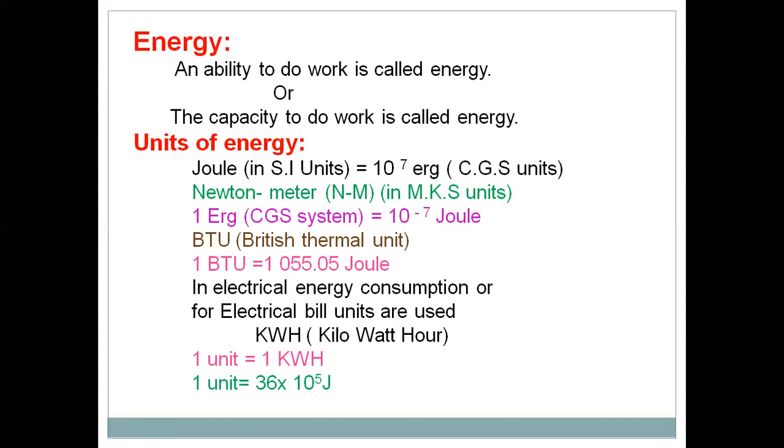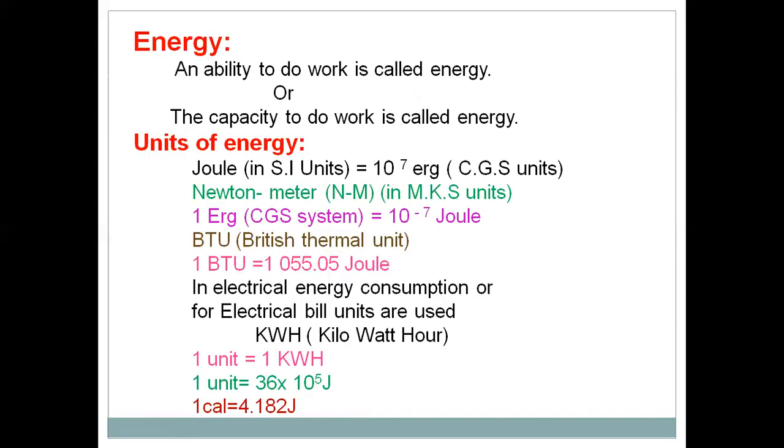So 1 kilo is equal to 1,000, the watt is nothing but joule per second, and 1 hour is equal to 3,600 seconds. After multiplying, 36 into 10 to the power 5 joule is equal to 1 unit. Of course, calorie is one of the units to measure energy, and 1 calorie is equal to 4.182 joule.